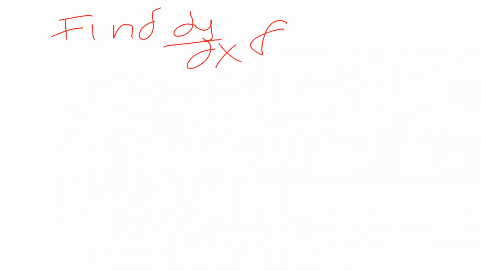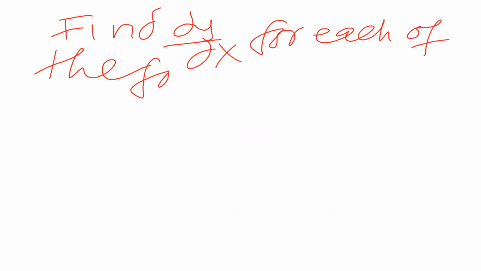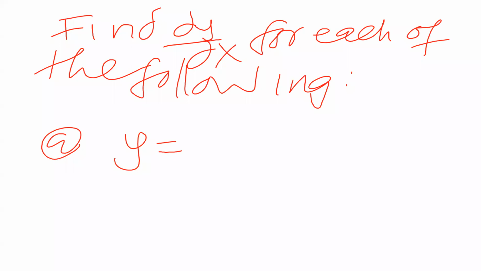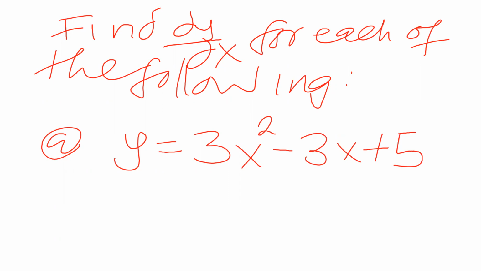So now, let's have a couple of examples here. Find dy over dx for each of the following. The first example, let's say you have y is equal to 3x squared minus 3x plus 5. How do we find the dy over dx for this one, or how do we differentiate this equation according to the power rule?